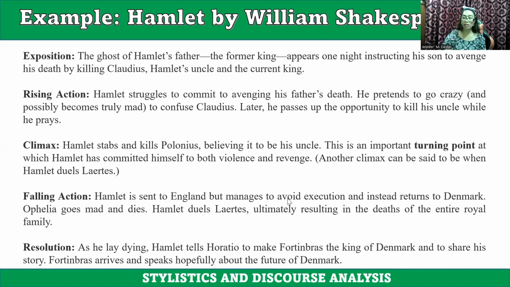Hamlet is sent to England but manages to avoid execution and instead returns to Denmark. Ophelia goes mad and dies. Hamlet duels Laertes, ultimately resulting in the deaths of the entire royal family. And the resolution, as he lay dying, Hamlet tells Horatio to make Fortinbras the king of Denmark and to share his story. Fortinbras arrives and speaks hopefully about the future of Denmark. So in this case, this is a tragedy.